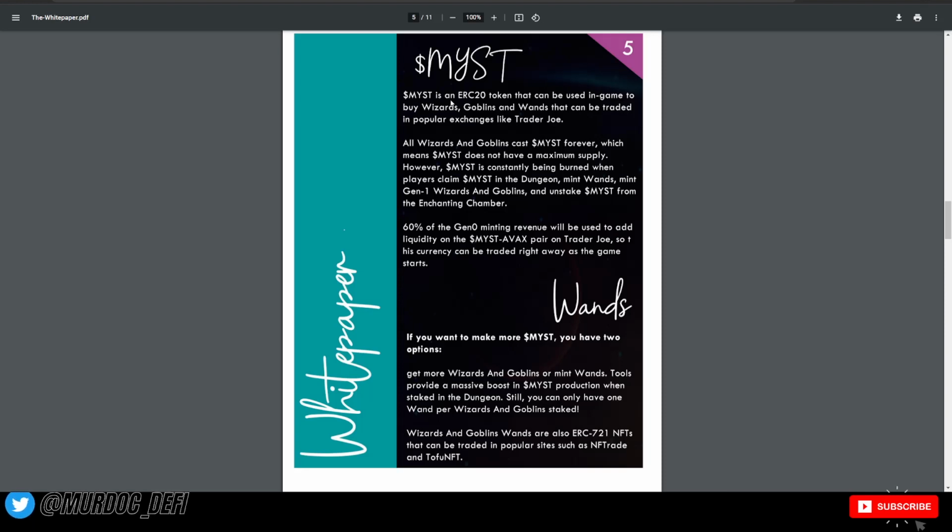Because as the game progresses, as more tokens start to get printed, this is going to have a compounding effect on the overall price action of the mist token. So that's important to also understand.